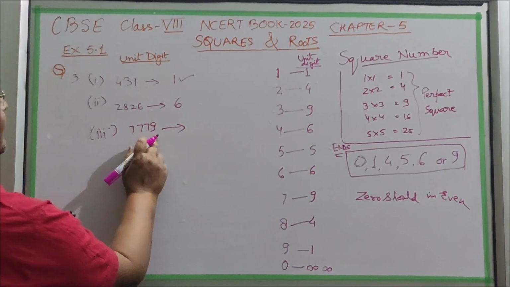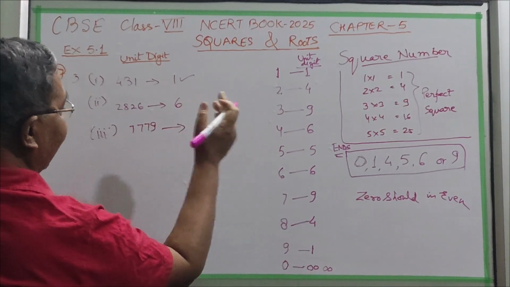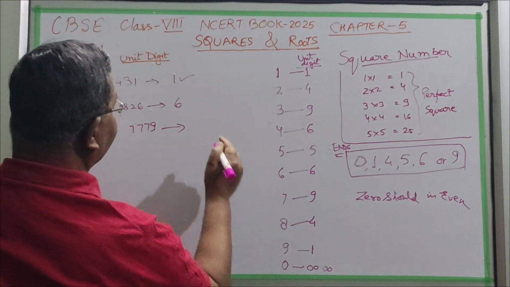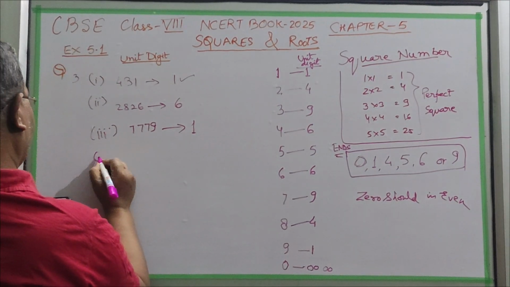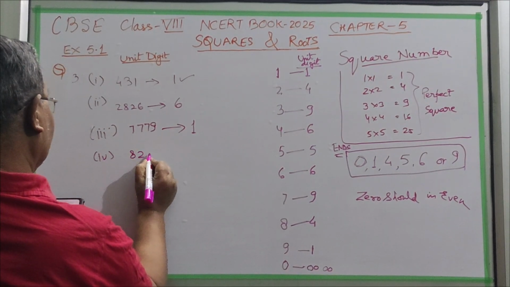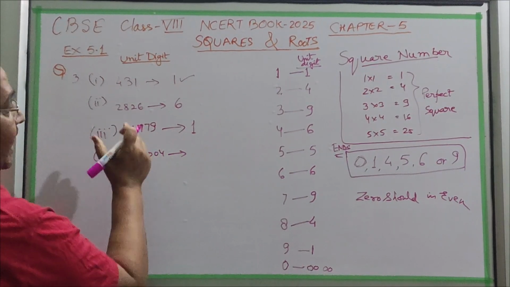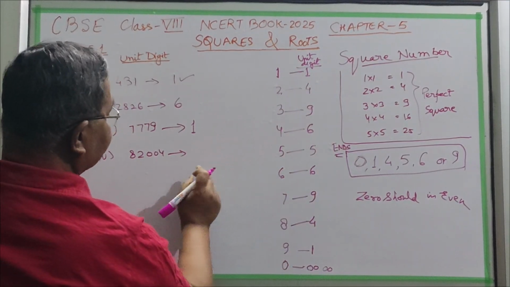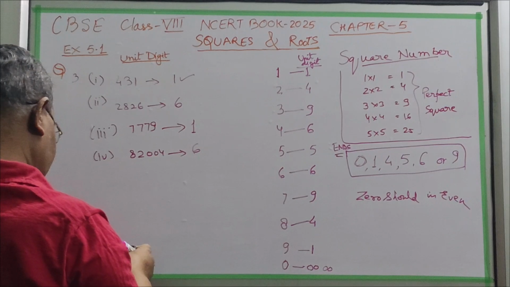If you make a square of it, the last number, that is the unit digit, will be 1, because here there is 9. Likewise, the 4th: 82004. If any number is like this, you make a square of it, and in that square number the last digit will be 6. Okay. Now we will go to the next question.